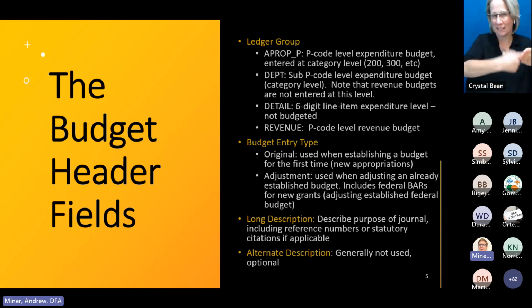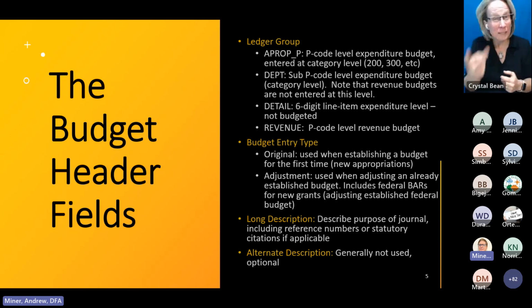Detail, this is what you want to do if you want to see those 6-digit line item expenditures. They're not technically budgeted, meaning that we don't really control them. They're not in the bill, obviously, but all of those 6-digit line items do roll up to your category total expenditures. Okay, but if you want to see all of them, that's at the detail level.